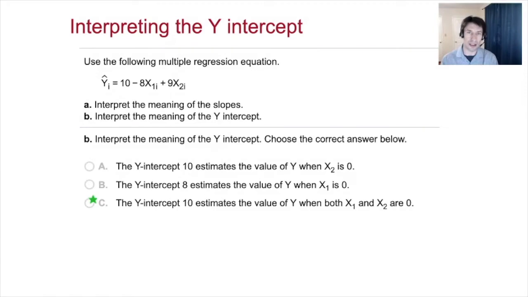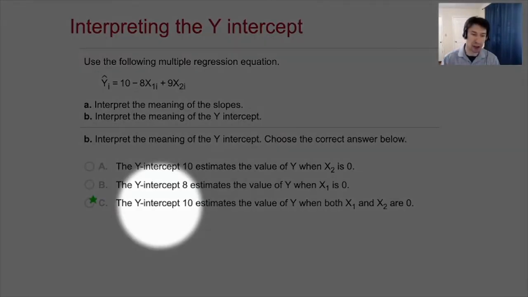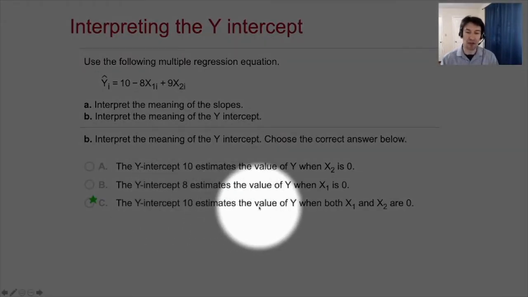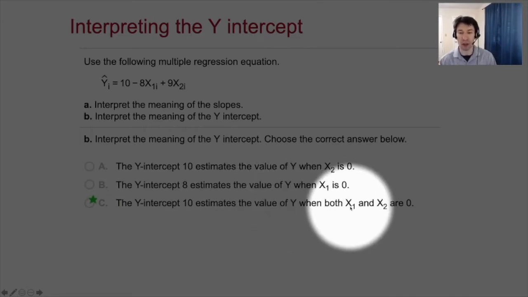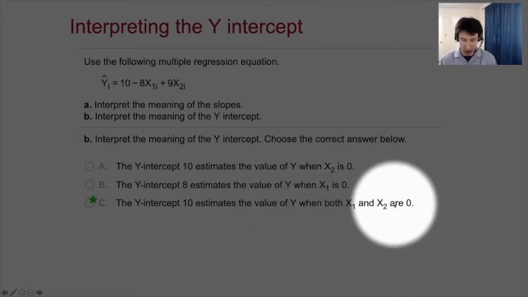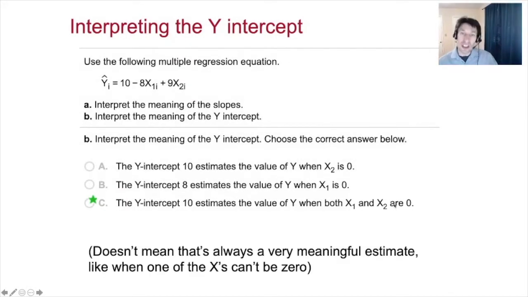We saw in the lecture that the y-intercept doesn't always have a very meaningful interpretation. However, it always has a mathematical interpretation, and that interpretation is that it is the value of y when both x1 and x2 are 0. Of course, sometimes you can add that this is not a very meaningful estimate when one of the x's, for instance, cannot have the value 0 by definition. But mathematically, this is still what the intercept means.